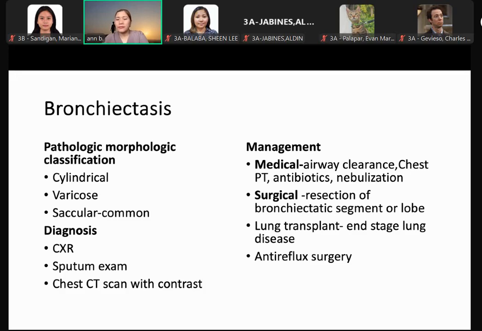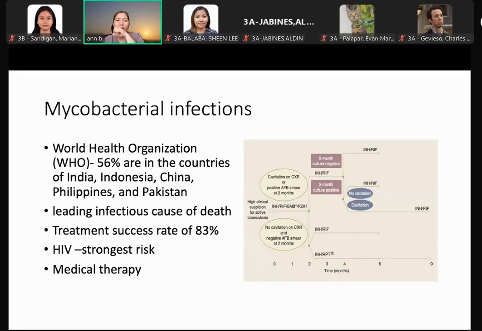But again, the optimal treatment is surgical resection of the bronchiectatic segment or lobe. There is also lung transplant for end stage lung disease, mostly for the cystic fibrosis patients. Anti-reflux surgery could help, but airway clearance, chest PT, antibiotics, and nebulizations are just supportive management. The optimal treatment is resection of the bronchiectatic segment or the lobe.